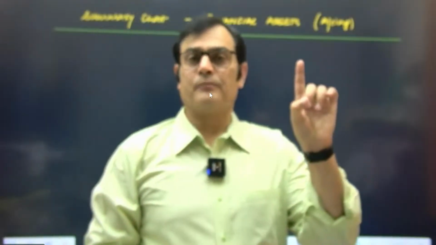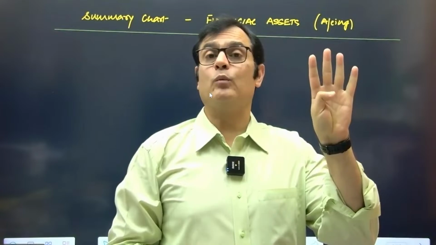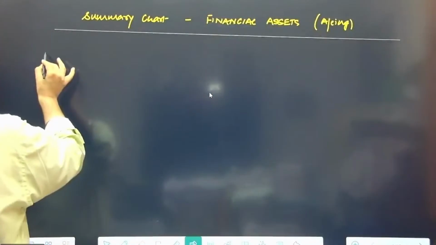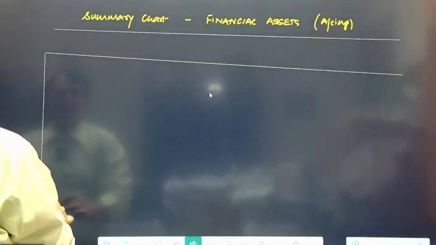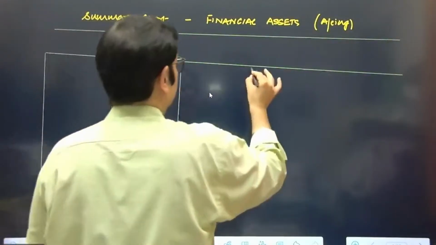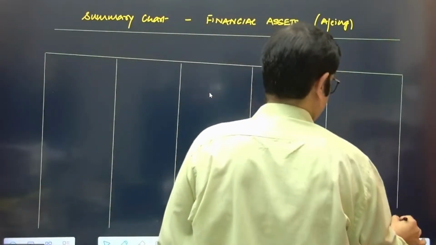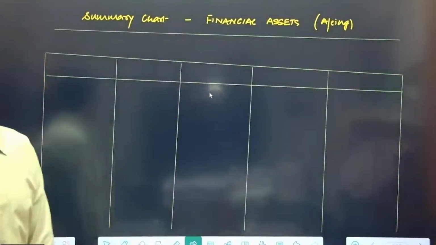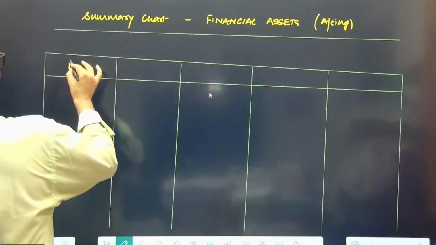One is AC, one is FVTOCI-R, one is FVTOCI-NR, and one is the concept of FVTPL. So let's make a total of 5 columns in this chart. So we'll take a column for particulars and then create 4 columns: AC, OCI-R, OCI-NR, and FVTPL. So this is the permutation combinations working. So first of all, let me take a column for particulars.